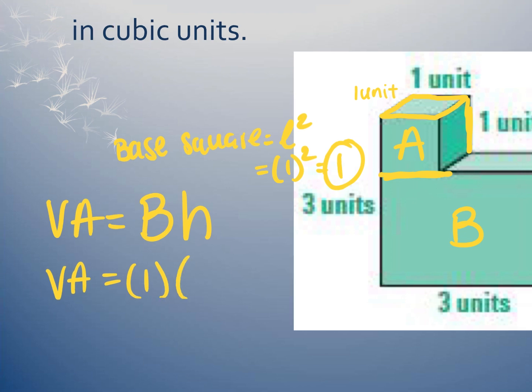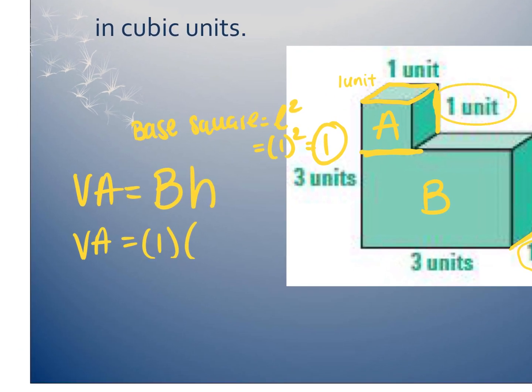What's the height? Also 1, okay? So we're going to do 1 times 1, which is 1 unit cubed. So that 1 block up at the top is exactly 1 cubic unit, which makes sense because all of its dimensions were 1. Do you guys agree?